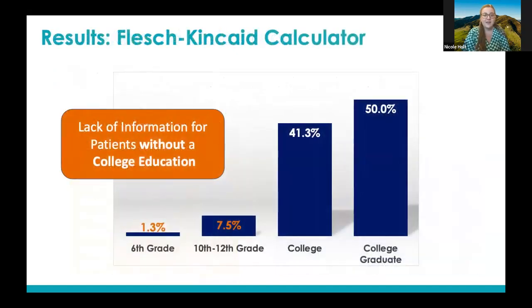So I input the article text for the 80 sources that I also analyzed with the HEMAT, and I found that only one of the 80 was at the 6th grade reading level, and only 6 were at a 10th through 12th grade reading level. And the rest, so about 73, required at least some college education to comprehend. And this shows that there's a disparity in health literacy, especially for patients without a college education.